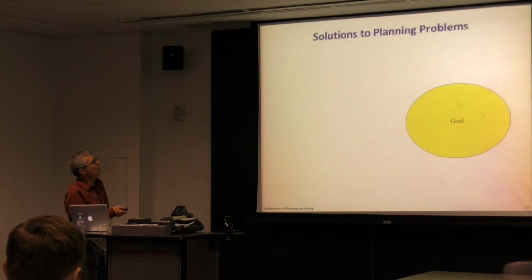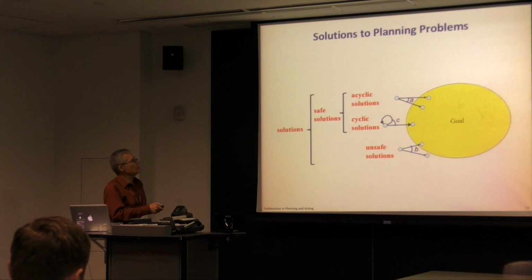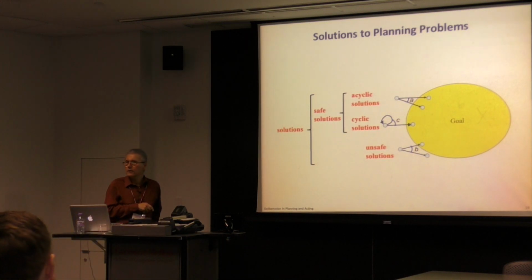Okay, so here is a categorization. All of these things are called solutions. The safe ones include the acyclic and the cyclic ones. And here's a schema for what they might look like. And then the unsafe ones are here.